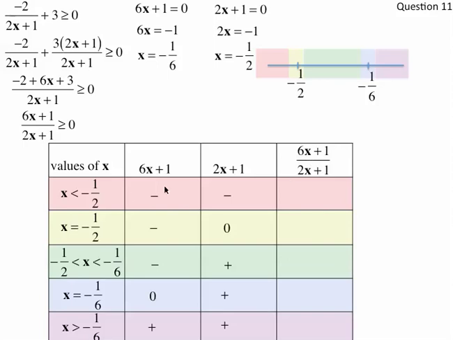Now we're going to look at when we divide them. Actually, I'm running out of time, so I'm going to do this in 2 parts. So look for part 2 of question 11.